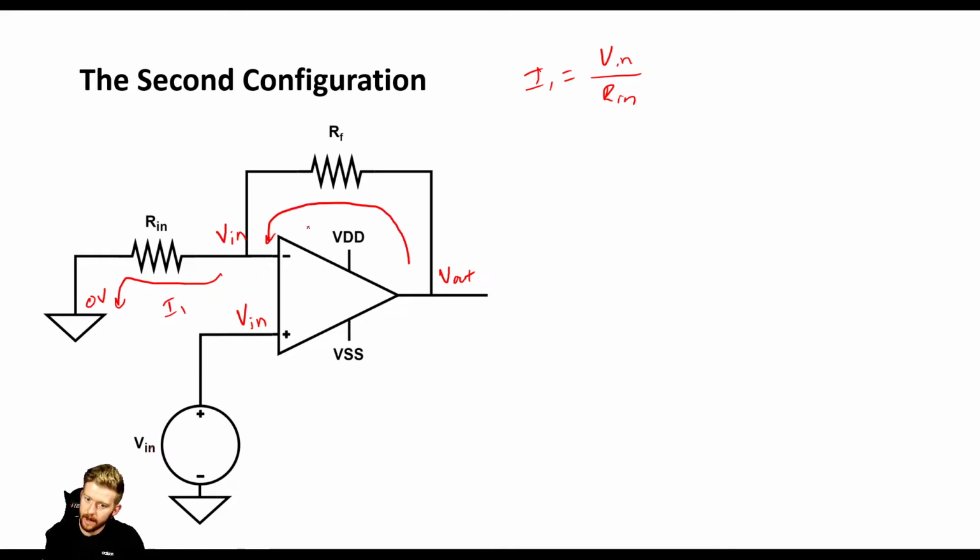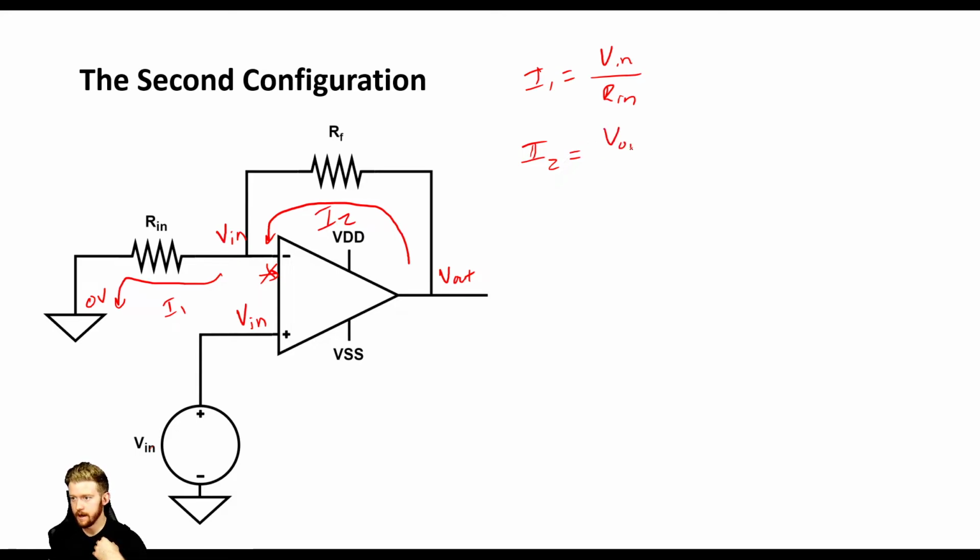Now let's calculate I2. With the benefit of hindsight, we know that we're going to try and set I1 equal to I2. So we need to make sure that they're going the same direction because we know that there's no current flowing into here. So whatever I2 is, I1 has to be equal. Now I2, we can use Ohm's law again.